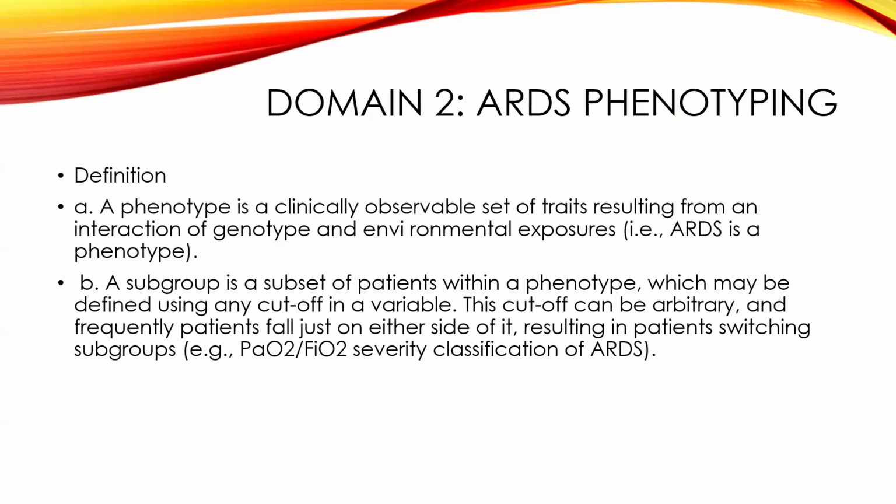A phenotype is the clinically observable set of traits resulting from the interaction of genotype and environmental exposure. So that is the ARDS phenotype. A subgroup is a subset of patients within the phenotype, which may be defined using any cutoff in a variable. This cutoff can be arbitrary, and frequently patients fall just on either side of it, resulting in patients switching subgroups.